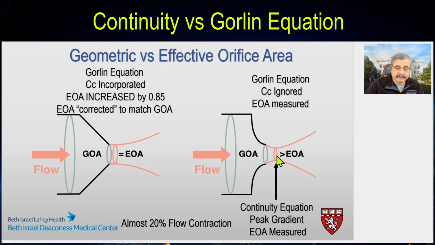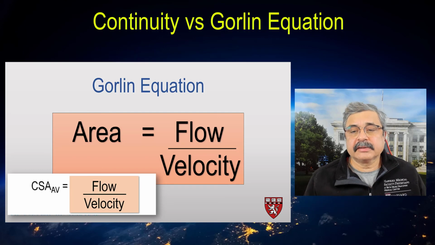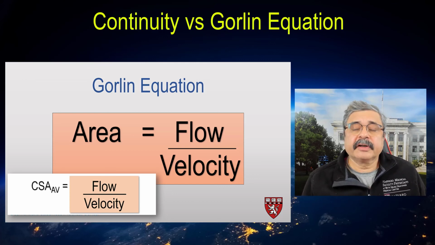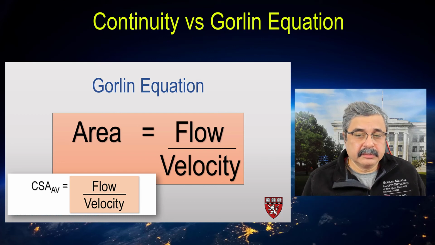we measure the effective orifice area. However, in Gorlin equation, when the contraction coefficient is incorporated, and we assume that the flow contraction has happened, we increase the effective orifice area that is obtained by a factor of 0.85 to match it or to correct it to match the geometric orifice area. Therefore, in the final analysis, the Gorlin equation can be used to estimate the geometric orifice area by incorporation of the contraction coefficient, or the effective orifice area if we ignore the contraction coefficient. And the continuity equation always measures the effective orifice area.